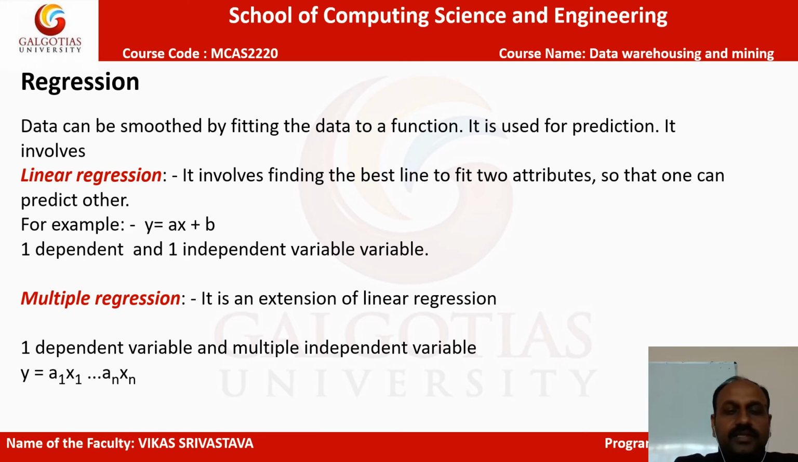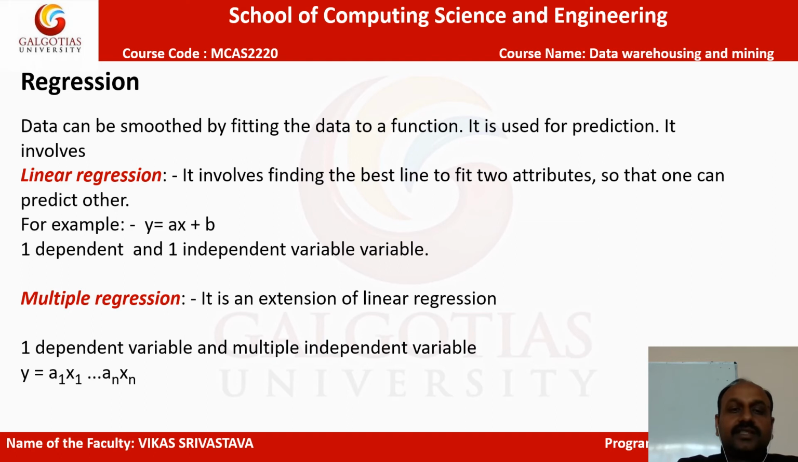Next is the regression technique. When we talk about data being smoothed by fitting the data to a function, it is used for prediction. Normally in companies and industries, you have sales predictions and target predictions: what the target can be and how exactly it is to be handled. There are some dependent variables and some independent variables. The technique called linear regression involves finding the best line to fit two attributes so that one can predict the other. They have a dependency on each other.